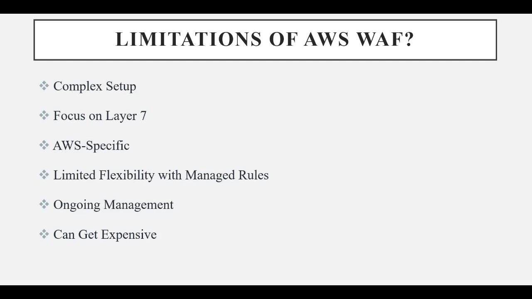Next is AWS specific. The web application firewall is designed primarily for use with AWS services, making it less ideal for protecting infrastructure that is not hosted on AWS. So it is primarily designed for using AWS services, and it is less ideal for protecting infrastructure that is not hosted on AWS. That is one of the limitations.